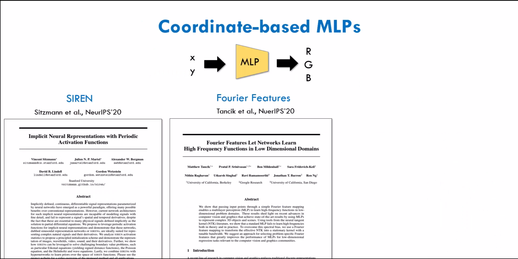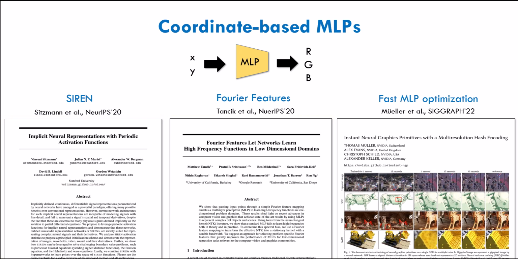Finally, our work is inspired by coordinate-based MLP methods such as SIREN and Fourier features. We are also interested in methods targeting fast MLP optimization. We compare our results against SIREN for gamut recovery and use the work by Mueller and others for optimization.